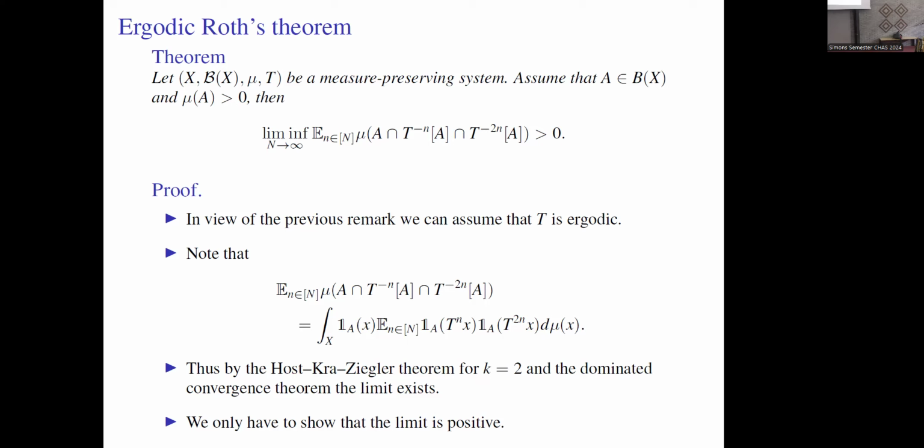Now we know that this is an ergodic operator and we proved this theorem for k equal 2. Therefore, the limit exists here, so we can use the dominated convergence theorem, for instance, and we know that the limit for this expression exists. We even know that the limit exists, and we have to show that it is positive.